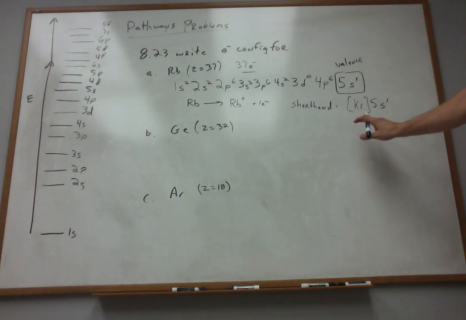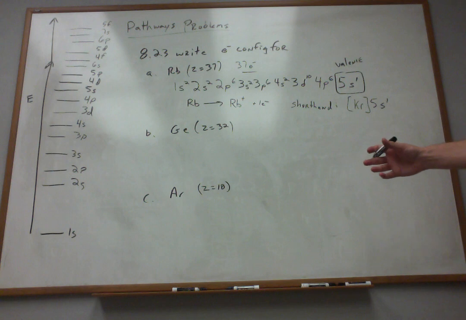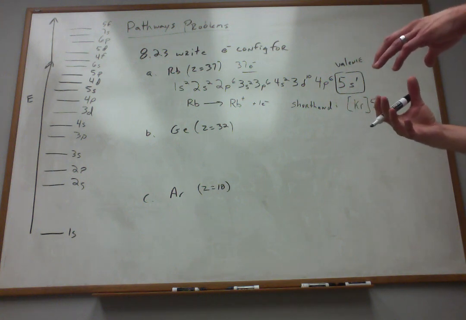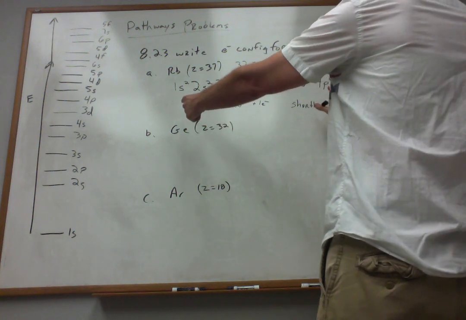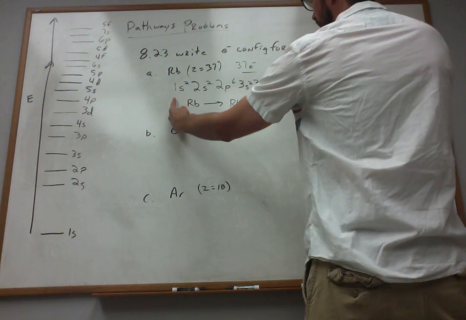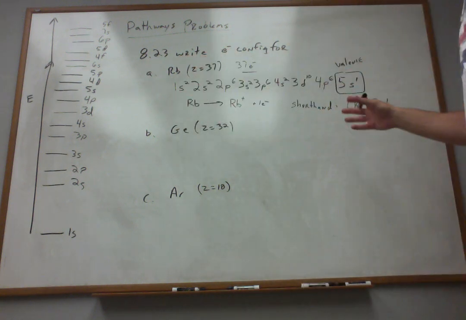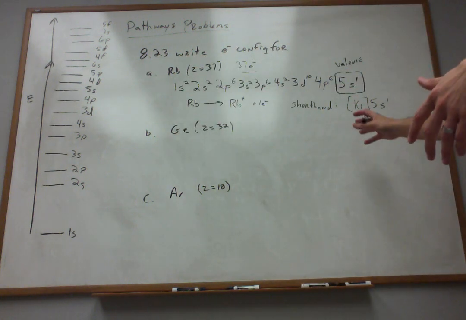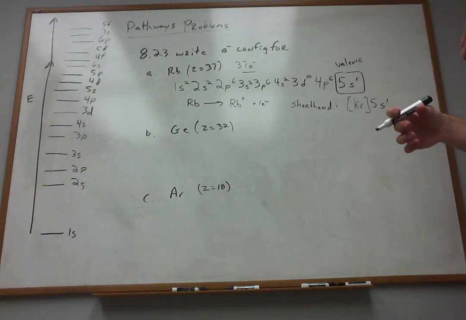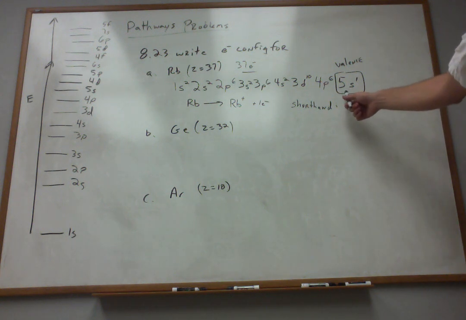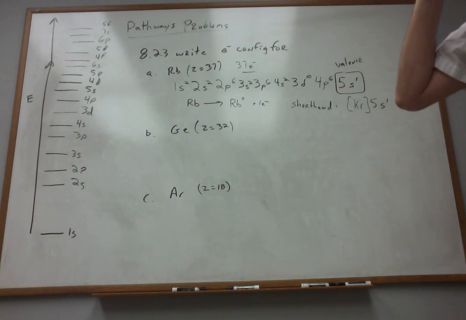This Kr is representative of all of the core shell electrons. Basically, it's equal to all of this business right here, everything to the left of the 5s1. And the reason why I wrote Kr is because it's the previous noble gas. It's element 36. It's got 1 less electron than the element that we're considering.